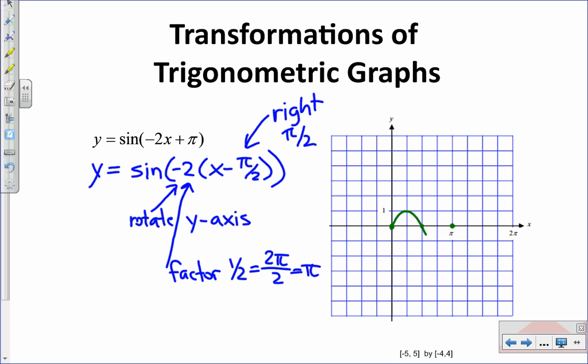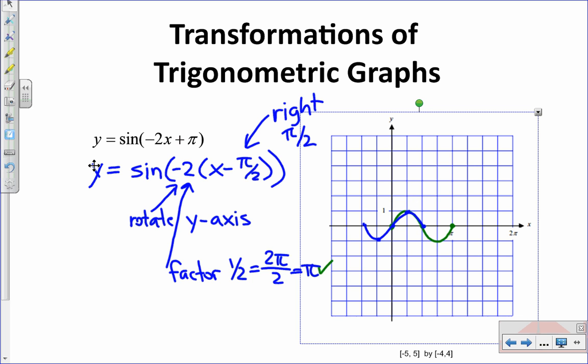So my graph would look something like that. So I've taken account now for the period. Now let's talk about the reflection across the y-axis. So this will stay put. Reflect each of these. There we go. And now I have to take that whole thing and move it to the right pi half. Jazzy, huh? So there is my new graph.